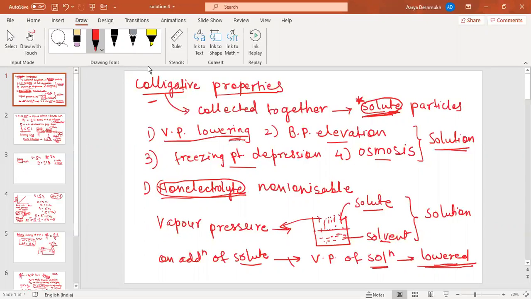There are four different types of colligative properties we will be studying. First is vapor pressure lowering, second is boiling point elevation, third is freezing point depression, and fourth is osmosis. All these colligative properties we will be studying in relation to the solution here.